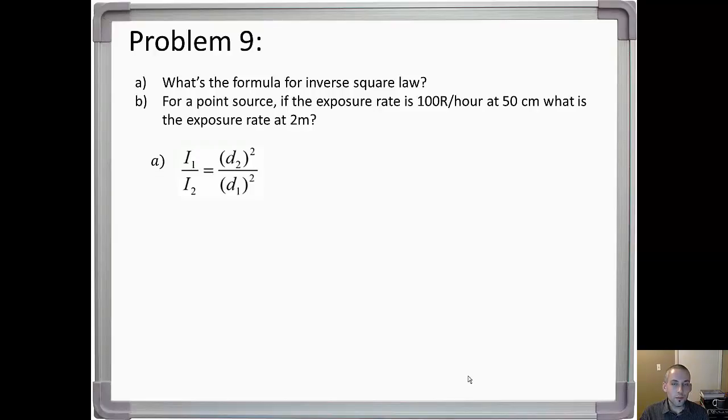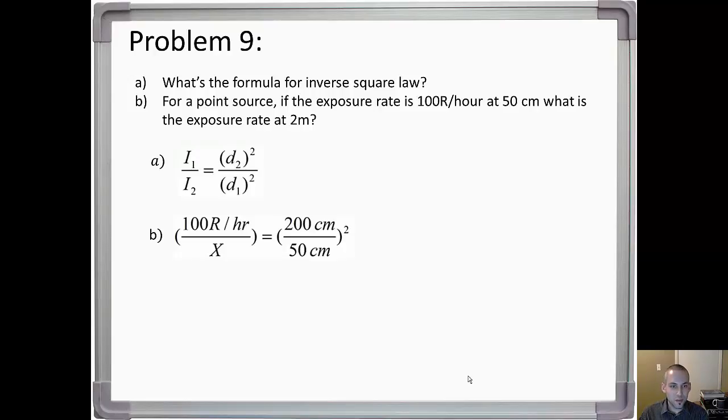So for B, for a point source, the exposure rate is 100 Rankins per hour at 50 centimeters. What is the exposure rate at 2 meters? I know this off the top of my head because, so that's what it is at 50 centimeters. So what is it going to be at 200 centimeters? So that's 4 times the distance. Inverse square, it's going to be 1 over 16. But let's do the calculation.